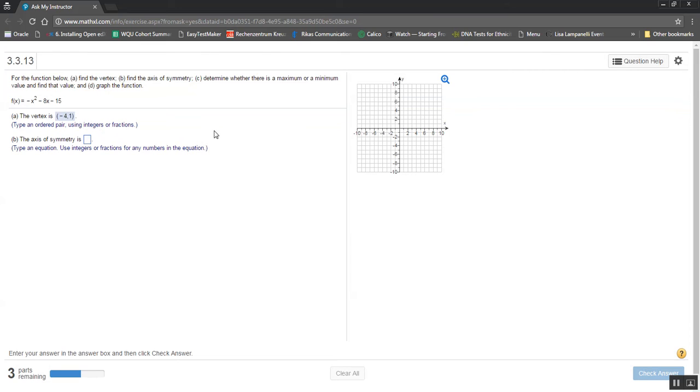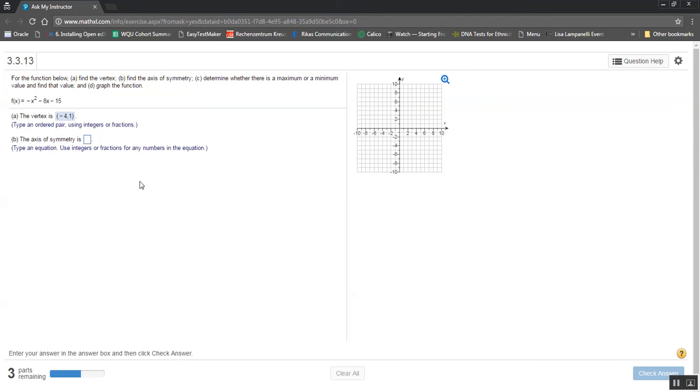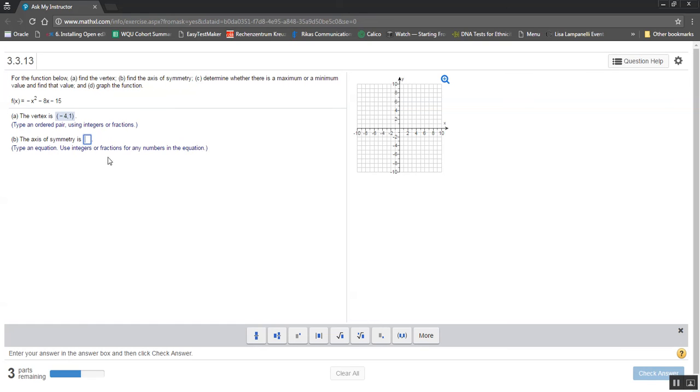Okay, now the second thing it's asking us for is the axis of symmetry. That's easy. The axis of symmetry is x equals the x part of the vertex. So we've got x is equal to negative 4. X equals negative 4. I'm assuming that's the form because it says type an equation. Some books might just have you write negative 4.